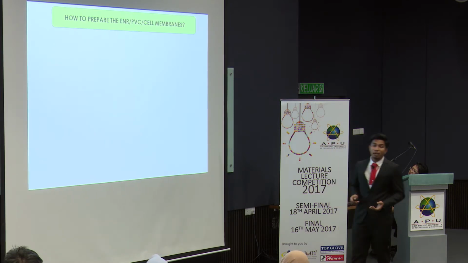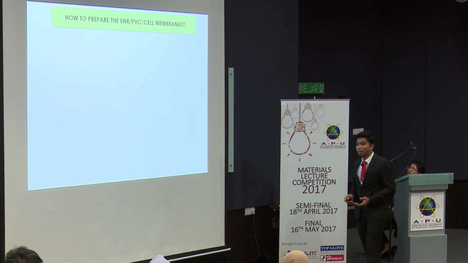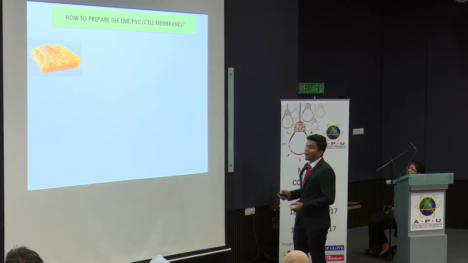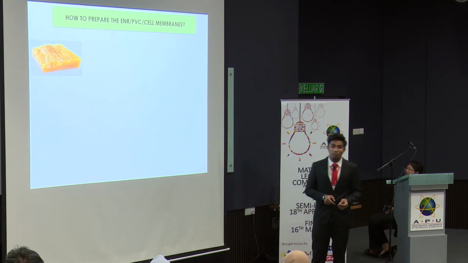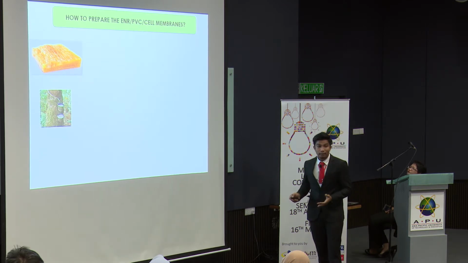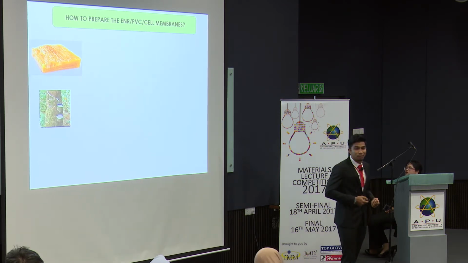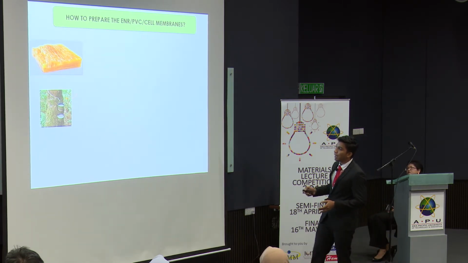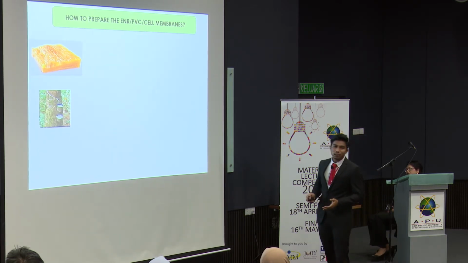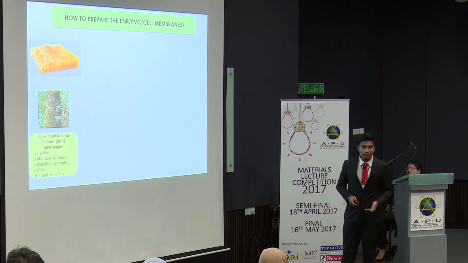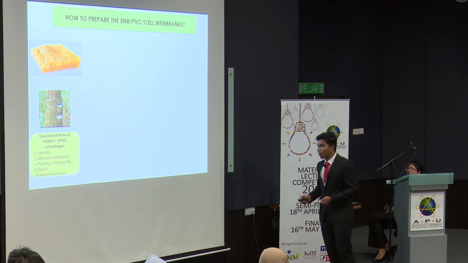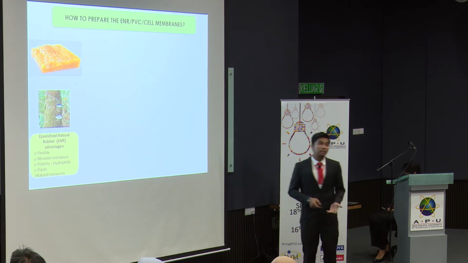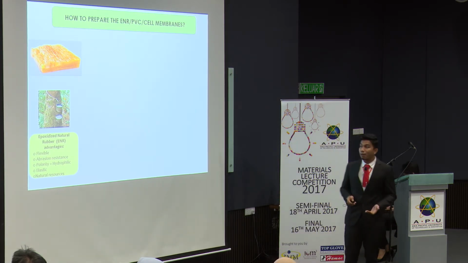Now we go to my membrane, that is the ENR PVC cellulose membrane, and how do I prepare this ENR PVC cellulose membrane? I chose ENR as the basis of my membrane. ENR comes from latex, which we can tap from the rubber tree. I introduce the epoxide group inside the latex until it becomes ENR. ENR has the properties of flexibility, abrasion resistance, polarity, which we can relate to hydrophilicity, and elasticity, and it is a natural resource, so we can find it in abundance.